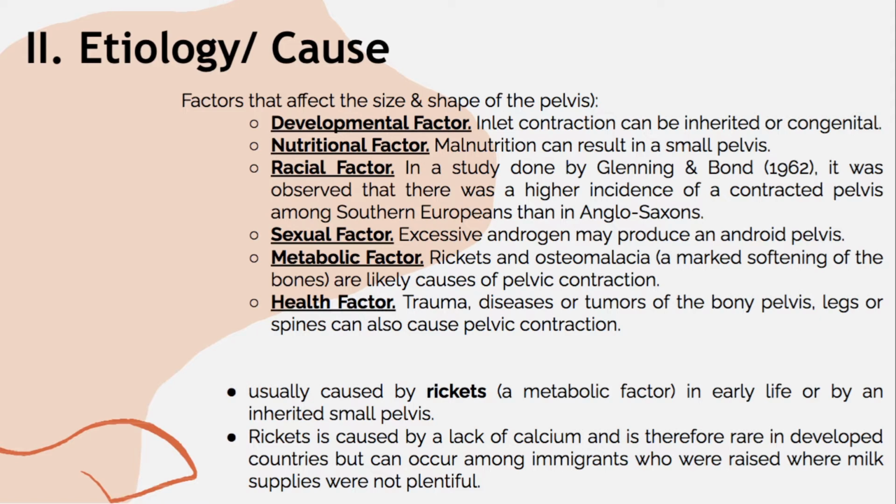Although many factors surround this condition, it is usually caused by rickets, or a metabolic factor, in early life or by an inherited small pelvis. So rickets is caused by a lack of calcium and is therefore rare in developed countries, but can occur among immigrants who were raised where milk supplies were not plentiful.